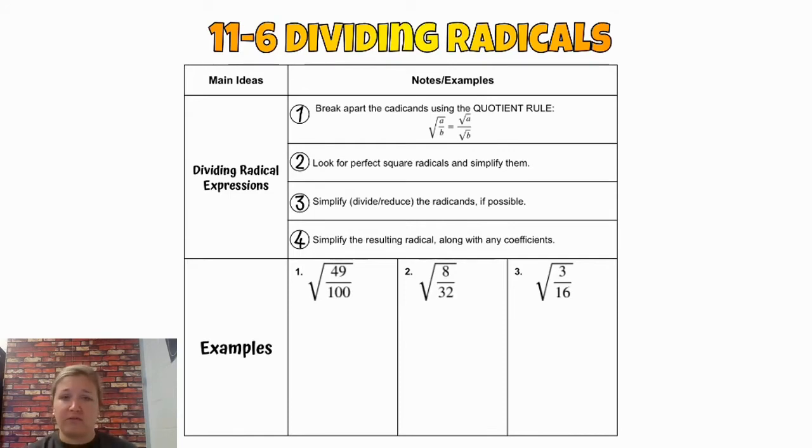You want to look for perfect squares and simplify them, or you want to simplify, divide, and reduce the radicands if possible. So that's one of the first things you want to look at when you're trying to do this. So let's take a look, and we're just going to work through some of these.